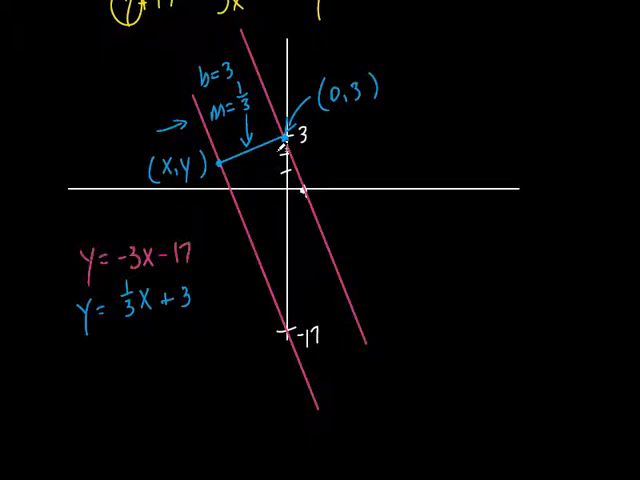Could you also do the y-intercept as negative? You could have done it that way too. You could have gone this distance right here. Absolutely. Still would have got the same exact answer. You're right. Yep.